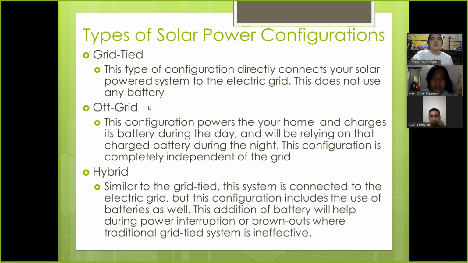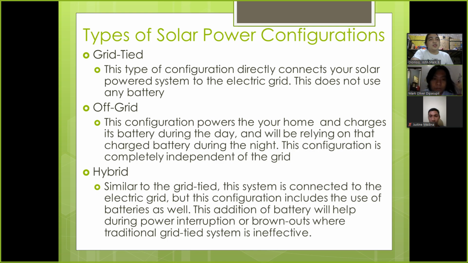So, what are the types of solar power configuration? First we have the grid type. This type of configuration directly connects your solar power system to the electric grid. This does not use any battery. So itong grid type na to, yung solar power mo or yung buong system mo, nakakonekta pa rin sa control panel at yung control panel nakakonekta pa rin sa distribution utility nyo. So dahil nga wala itong baterya, ibig sabihin, dito hindi gumagana sa gabi. Kumukuha ka pa rin ng kuryente sa mga panahon na yun sa distribution utility paggabi.